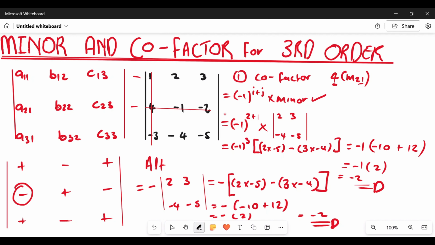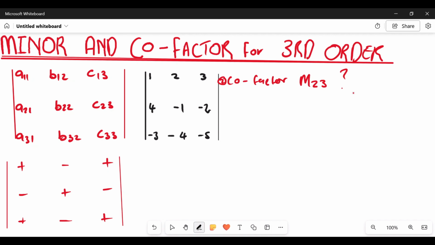Let's do the second question, where you are given a question in terms of entry location. Right, let's look at this one here. This was the second question. They want us to find the cofactor of M23. Now, M23 is the entry at row 2 but column 3. So what is that entry?